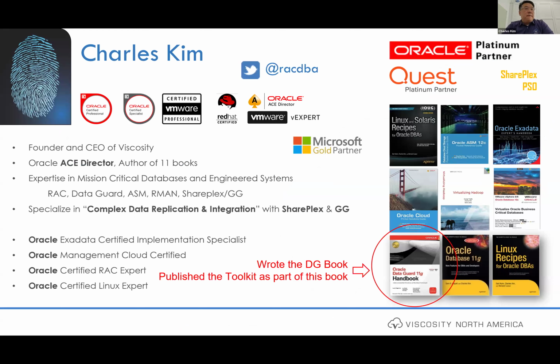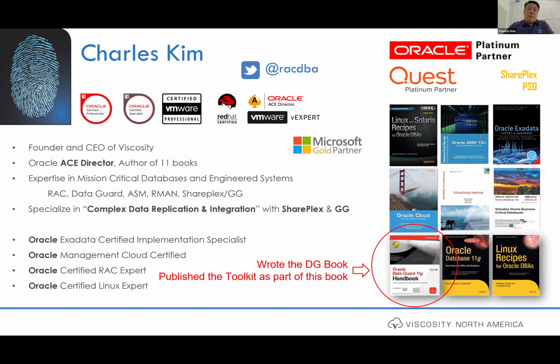Brief introduction about myself. I've been in the Oracle industry for a very long time, since version 5 days. So that kind of dates me a little bit. I've authored 11 books in the ecosystem, but the one in particular that you guys are interested in is that I co-authored a book on Data Guard with Oracle product managers. Even though this says 11G, a lot of the stuff in here is still relevant, especially when it comes to underlying architecture and internals about Data Guard and how it works.